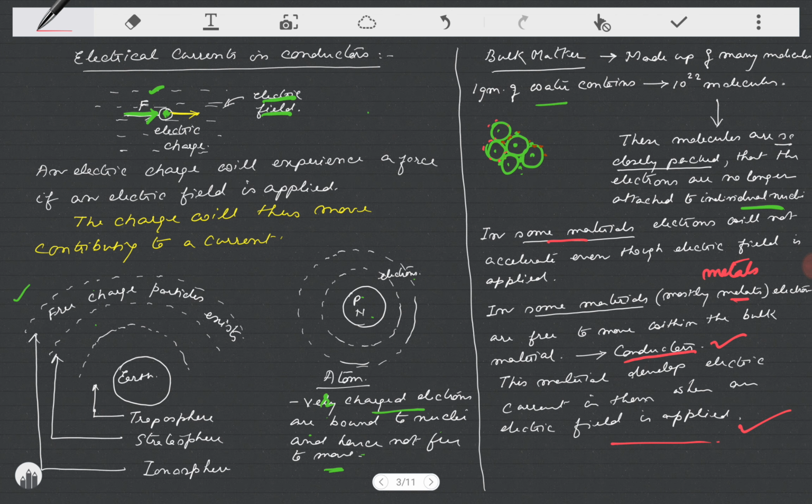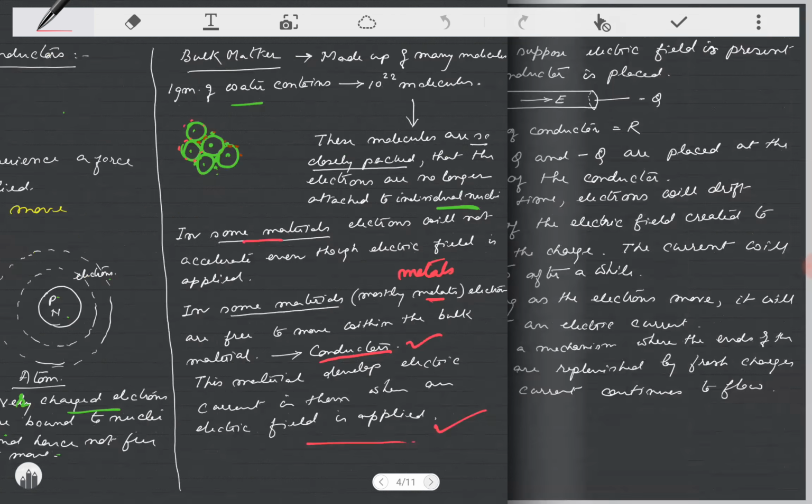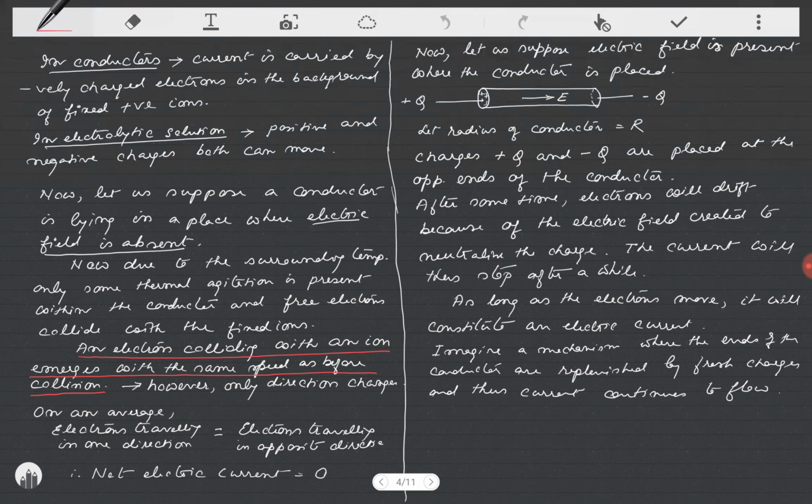So a conductor allows electric current to flow through it, and this current is carried by negatively charged electrons in the background of fixed positive ions. In an electrolytic solution, both positive and negative charges can move.